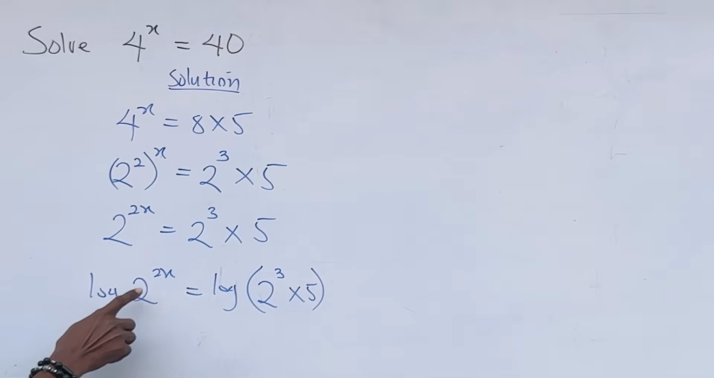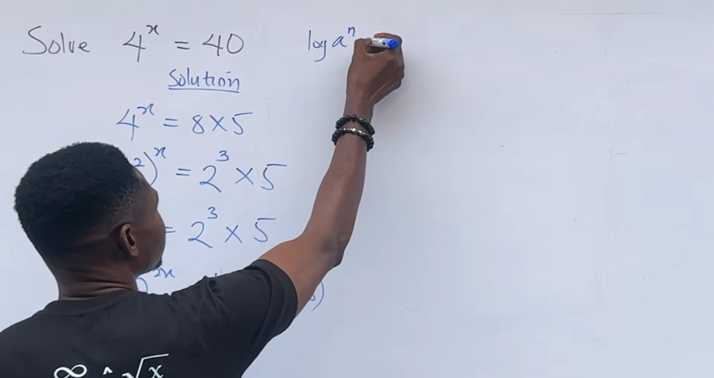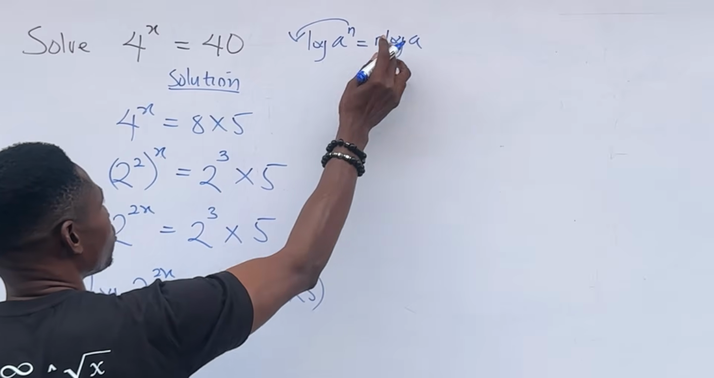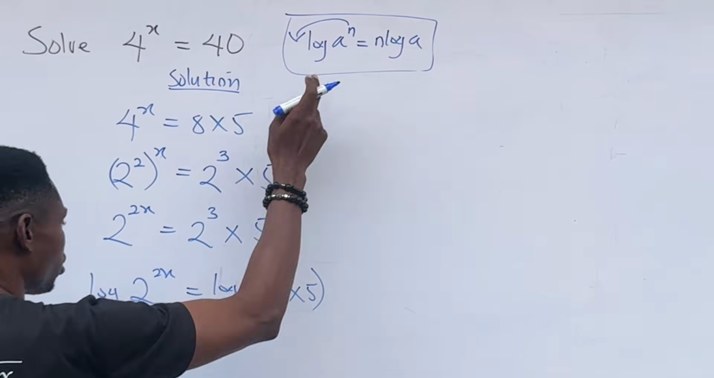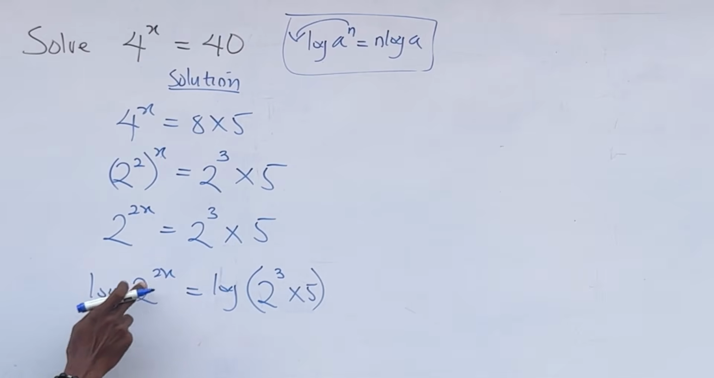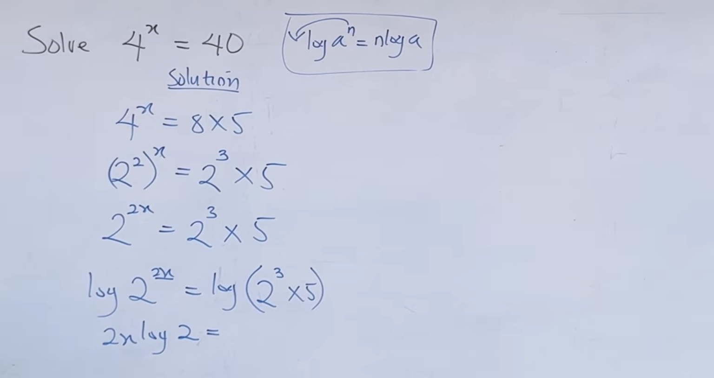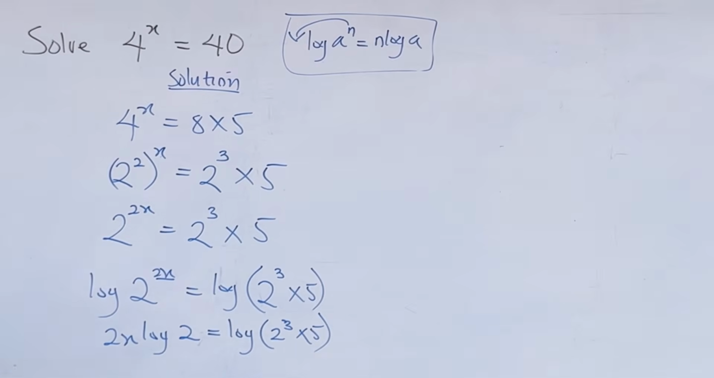Now remember this law of logarithm that says if you have log of a raised to the power n, it can be written as n log a. This n just comes down. So let's apply this law of logarithm now. It allows us to bring the 2x down. So from here we'll have 2x log 2. That's this 2x now comes down here. So 2x log 2 equal to, okay, wait, let me write first, log of 2 raised to the power 3 multiplied by 5.